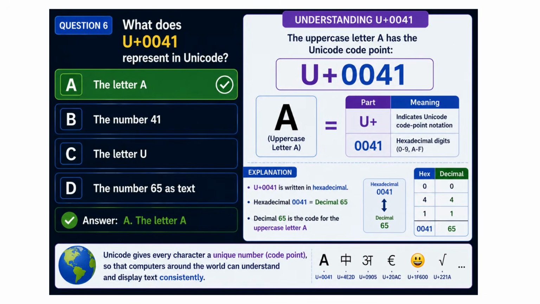Question 6. What does U+0041 represent in Unicode? The correct answer is A. The letter A. In Unicode, the uppercase letter A has the code point U+0041. The U+ tells us that this is Unicode code-point notation. The digits 0041 are written in hexadecimal. Hexadecimal 41 is equal to decimal 65, which is also the ASCII value for uppercase A.